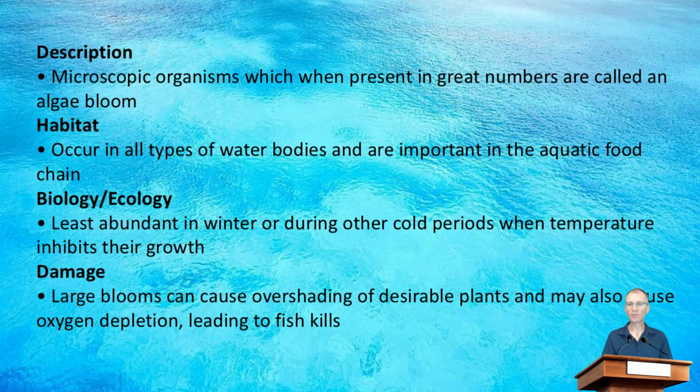Description. Microscopic organisms, which when present in great numbers are called an algal bloom. Habitat. Occur in all types of water bodies and are important in the aquatic food chain. Biology and ecology. Least abundant in winter or during other cold periods when temperature inhibits their growth. Damage. Large blooms can cause overshading of desirable plants and may also cause oxygen depletion, leading to fish kills.